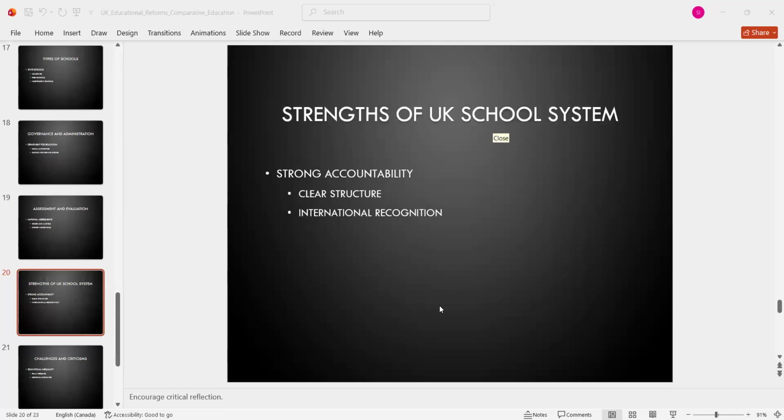Strengths of the UK school system: strong accountability, clear structure, international recognition. A UK degree means it's internationally recognized. Even Sri Lankan education is mostly recognized. Our people also take pride in having a UK degree. They think if they have a UK degree, they are the best people, very bright. They think in that way: I have a UK degree, like that.